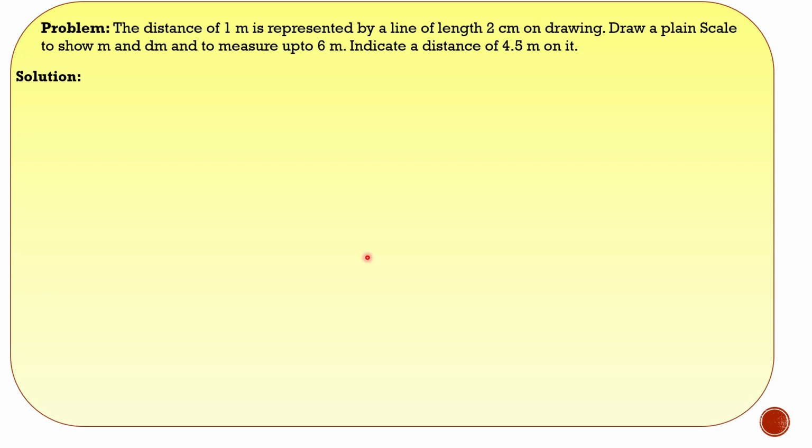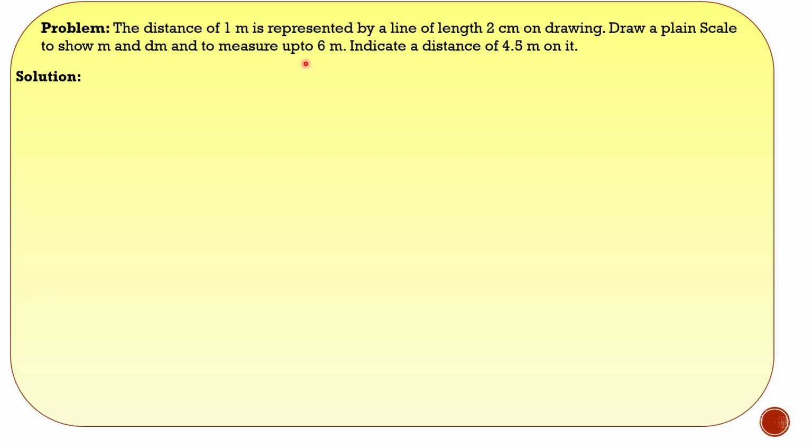Now we'll go and draw the scale. Let us see the problem. The distance of 1 meter is represented by a line of length 2 centimeter on a drawing. Draw a plain scale to show meter and decimeter and to measure up to 6 meter, and indicate a distance of 4.5 meter on it.